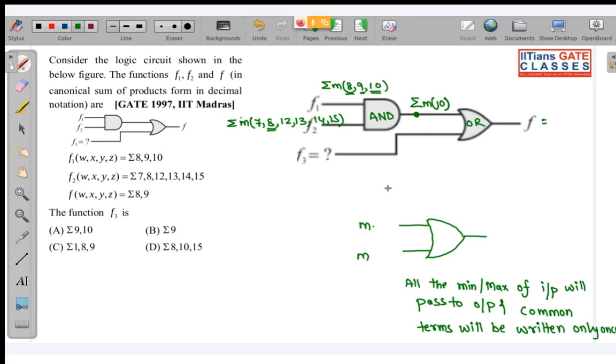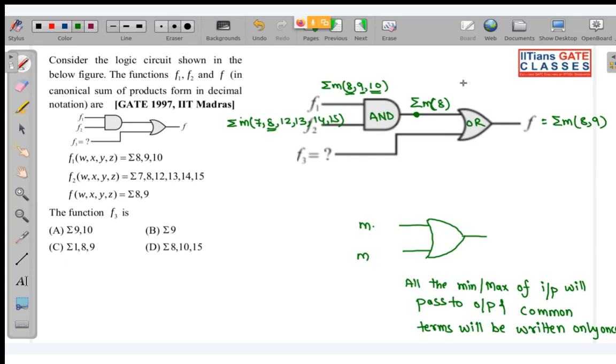Okay, so now look, this is 10. What is the F given over here? It is your 8 and 9. This is 8, 9. So the common minterm is 8. Okay, so I have written 10. Why? What happened? So this is 8. Very good. Thank you. Okay, it should be 8.